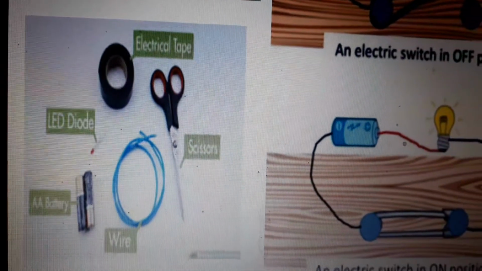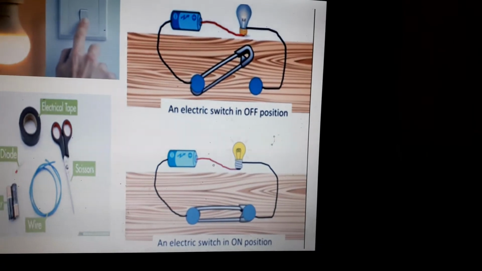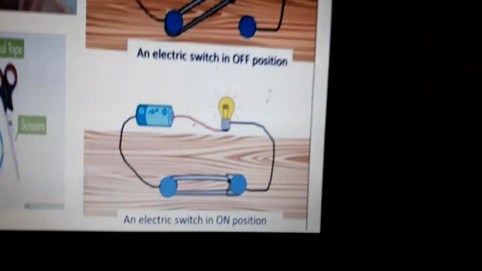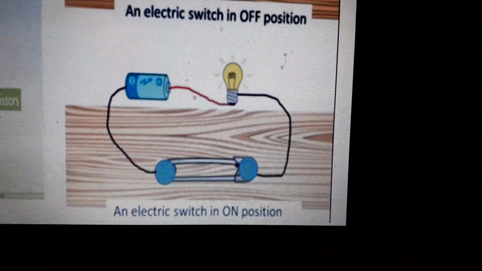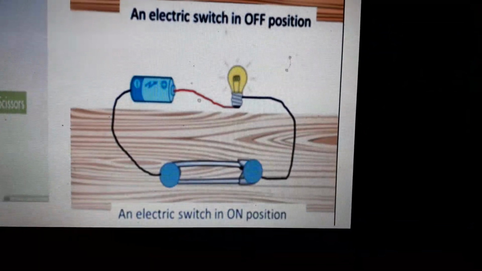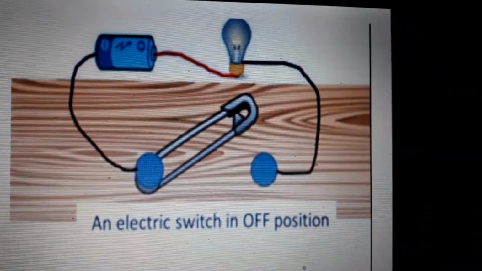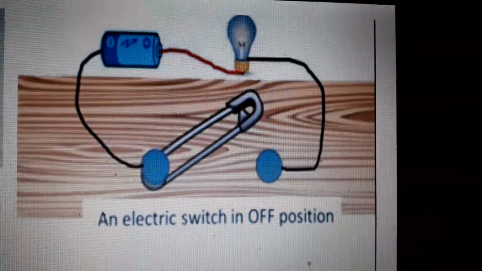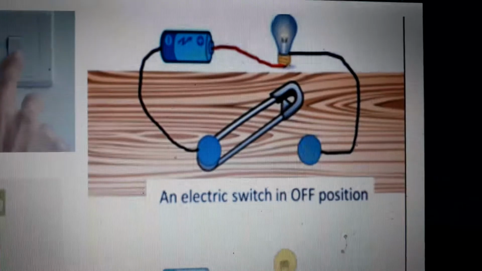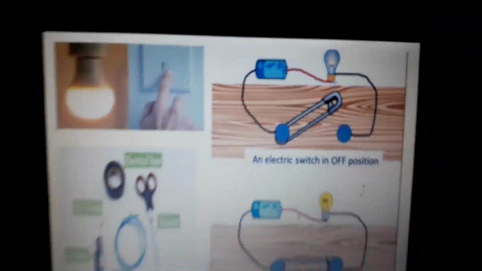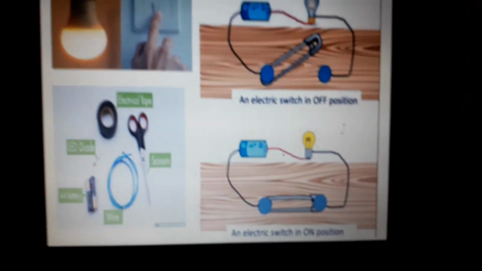So he brought all the materials and conducted the experiment, and he saw that when the pin is attached, it is like turning the switch on and you get the light. And when the pin is disconnected, it is like switching off, so there is no light. So whatever prediction he made is correct. So the inference is correct.